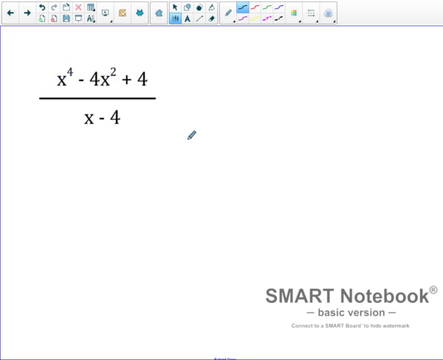So when I write out my coefficients, I'm going to write 1. For that x cubed term, I'm just going to put 0. I have 0 x cubes, negative 4. And then my x term, I have 0 x's. And then I have 4 for my constant term. And then the value I'm going to put on the outside is whatever makes this 0. In this case, it's going to be 4.